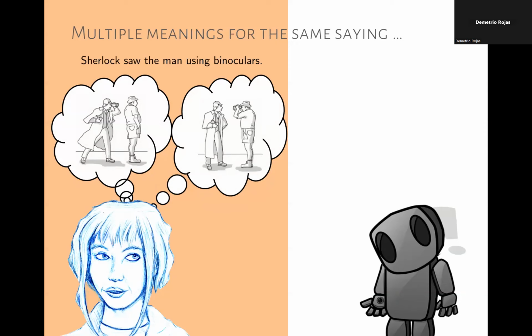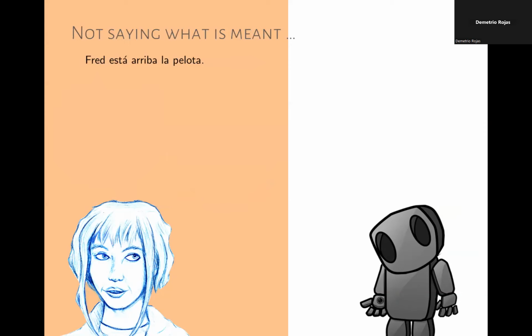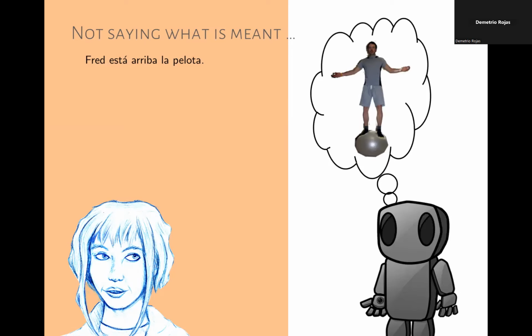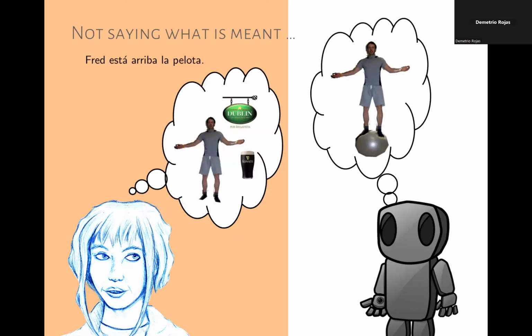Okay, the machine sees this other phrase, this one in Spanish, or in Chilean, I suppose. Fred está arriba la pelota. And the machine thinks it knows this one. The machine's quite happy because it thinks that Fred is on the ball. But that's not the case.